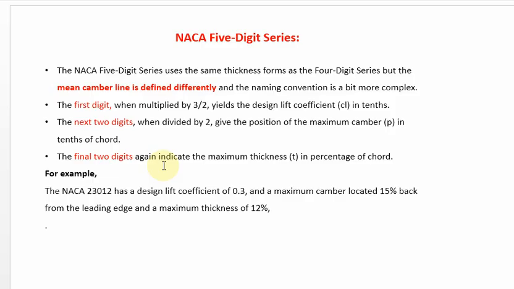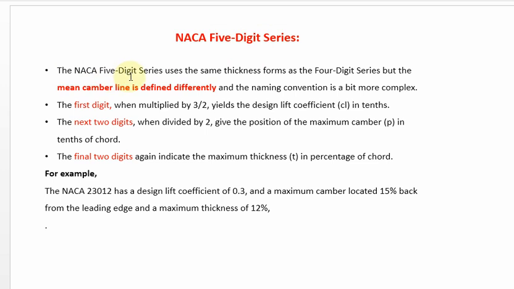So I want to give the detail about the 4 digits, that should have taken some time. If you are understanding the 4 digits, the remaining will be almost the same. There is only a small modification, okay. That will be helpful for identifying the other types of numbering systems. So now we will see the NACA 5-digit series, okay.